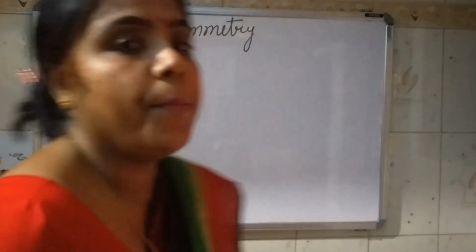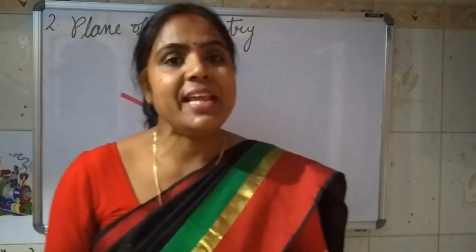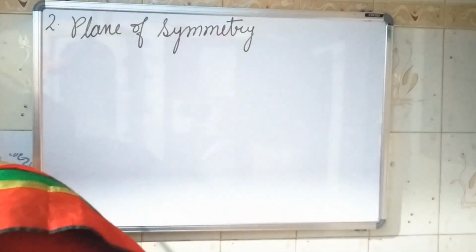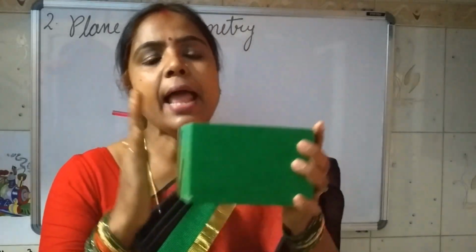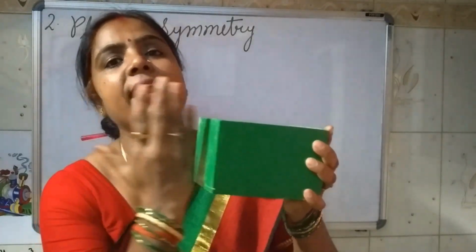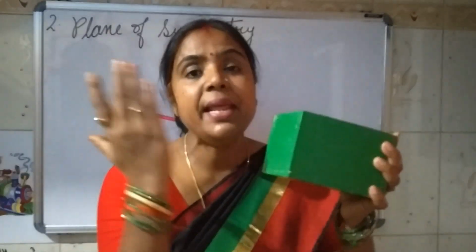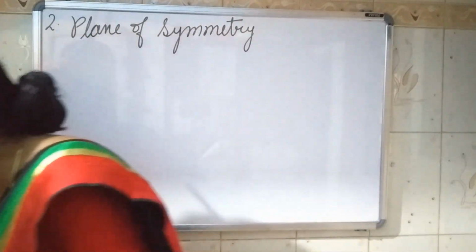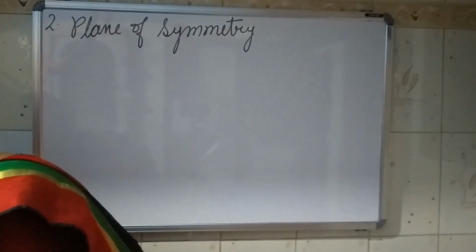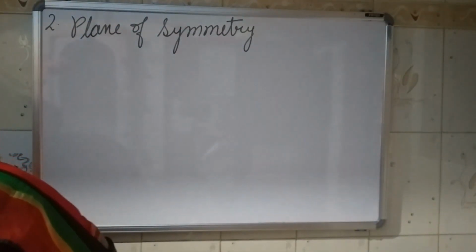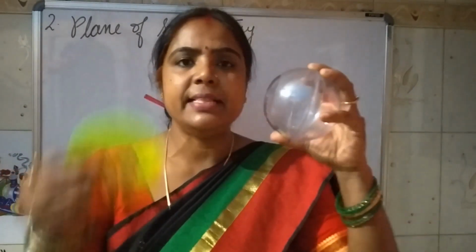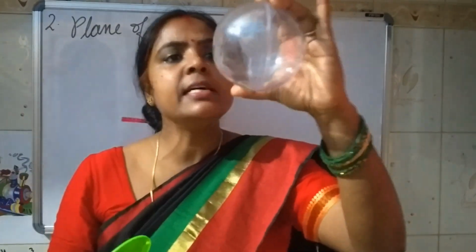Now the next topic is plane of symmetry. What is plane of symmetry? When we take any solid shape and that solid shape is divided into two equal parts by a plane, because a solid will always be divided by a plane. I will give you an example. This is a solid shape, and this is a plane, a circle, and this is a sphere.